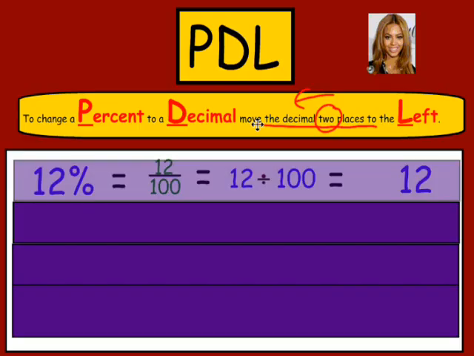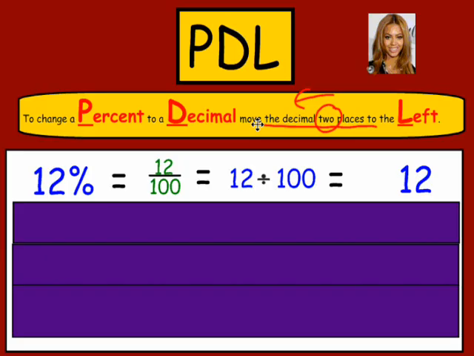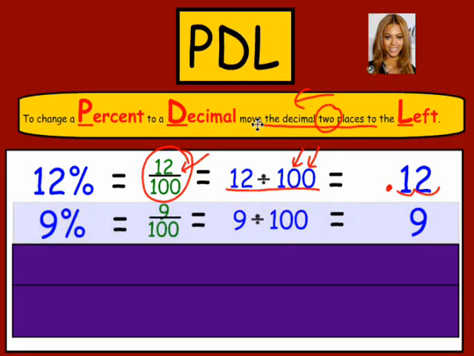All right, let's look at this first example. If you want to change 12% into a decimal, think about it. 12% as a fraction is 12 over 100. And we know that this fraction bar is a division symbol. It can mean 12 divided by 100. And when you divide anything by 100, you move the decimal 2 spots because there are 2 zeros. So if you want to convert 12% into a decimal, you simply move the decimal 2 spots to the left.